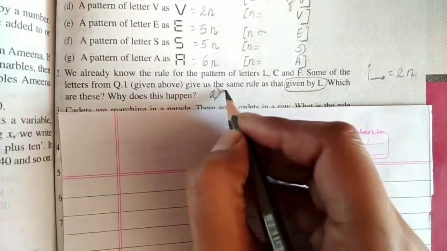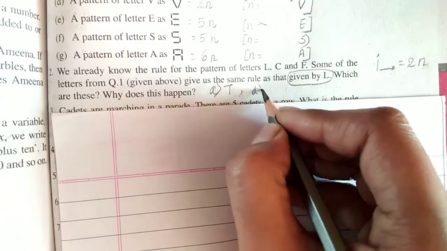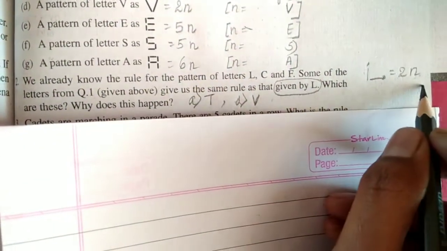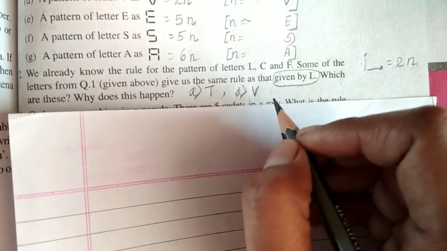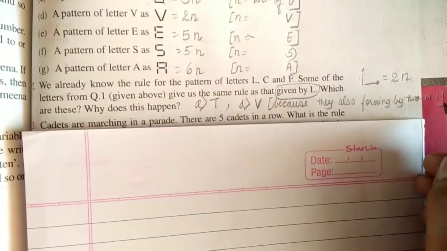So firstly A, which is T, and second is D, which is forming V. They also have the same rule as 2n. Why? Because they are also formed by 2 matchsticks.